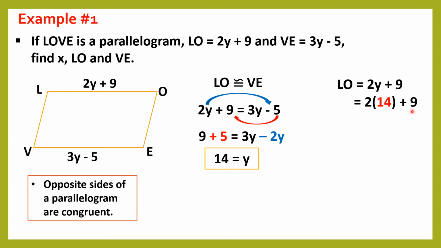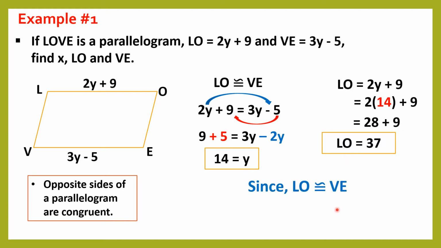Then just copy plus 9. Multiply 2 and 14, that is 28 plus 9. 28 plus 9 is 37. That is the measure of segment LO. So since si LO congruent kay VE, ibig sabihin ang measurements nilang dalawa ay equal. Therefore, si VE is also equal to 37.